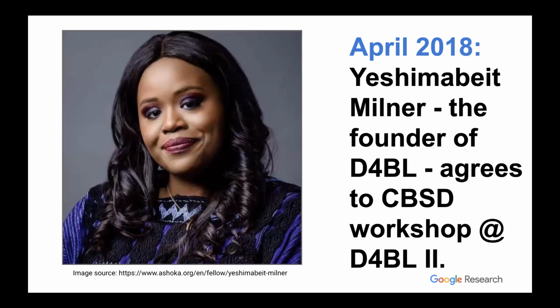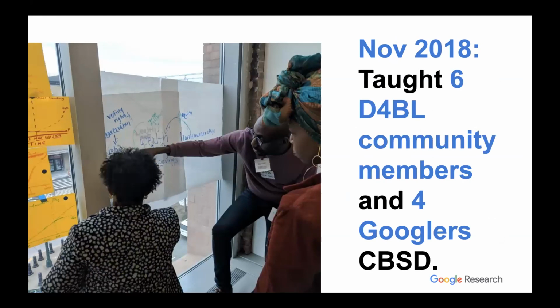About 3 months later, we convinced the founder of Data for Black Lives to allow us to do this workshop at her next conference. And we decided at that time, if we're going to do this workshop, we need to make sure the people that are bringing this knowledge have the same lived experiences as the people that are going to be receiving it, right? We wanted them to look and have similar experiences. We wanted people to be comfortable with who was delivering the knowledge to them. So we decided we needed to train some people from that community to actually teach the workshop. So we did a learning lab with 6 people from the Data for Black Lives community and 4 Googlers to teach them community-based system dynamics.